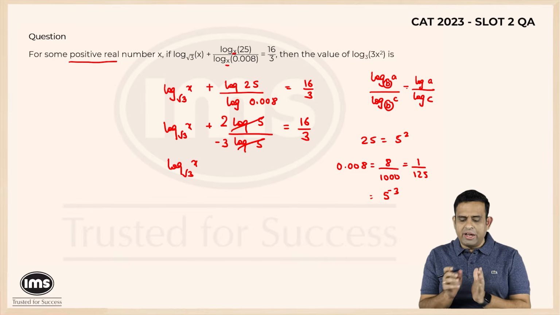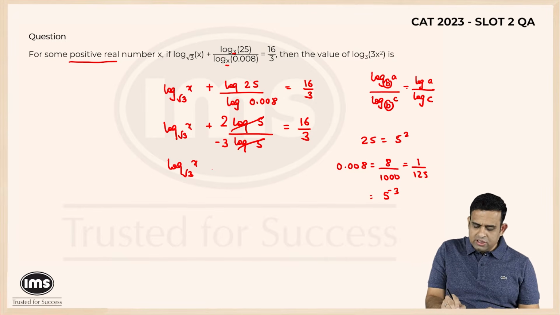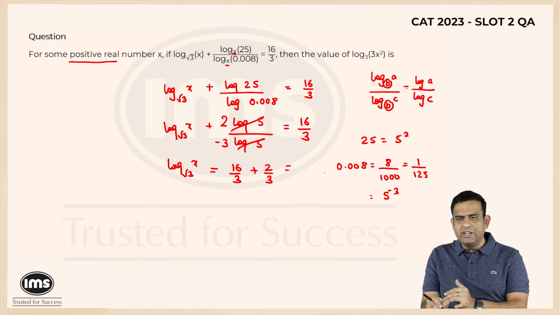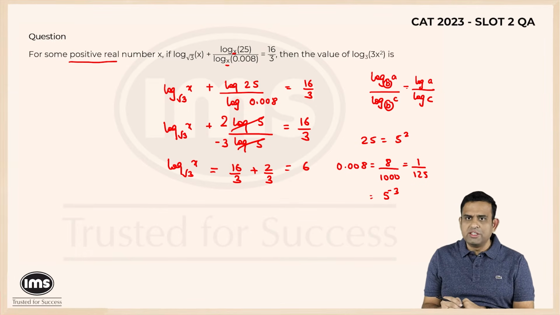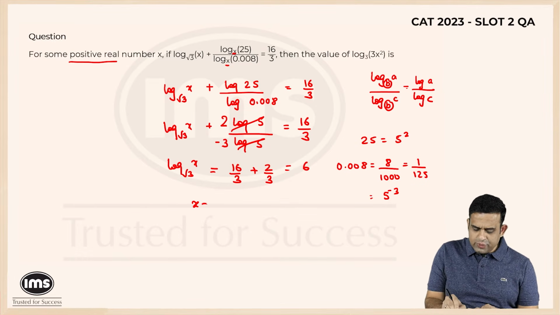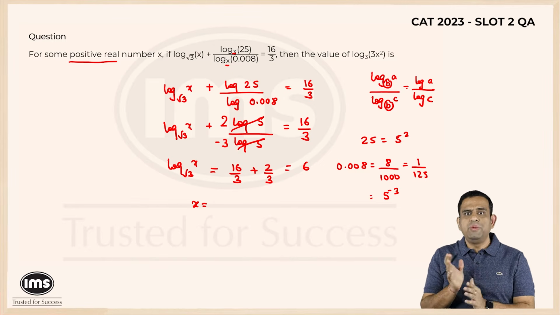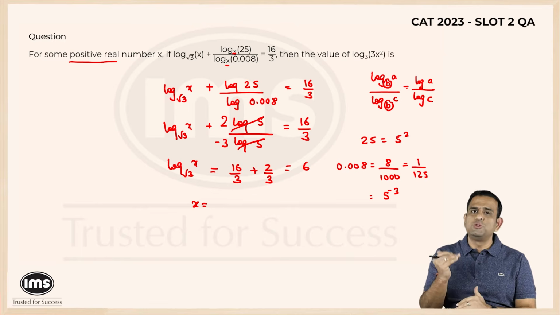So let's take that minus 2 by 3 to the right hand side. So it will become 16 by 3 plus 2 by 3, which becomes 18 by 3, which is equal to 6. So the value of x, one can say, is nothing but, if log of a to the base b is equal to n, then a is equal to b power n.